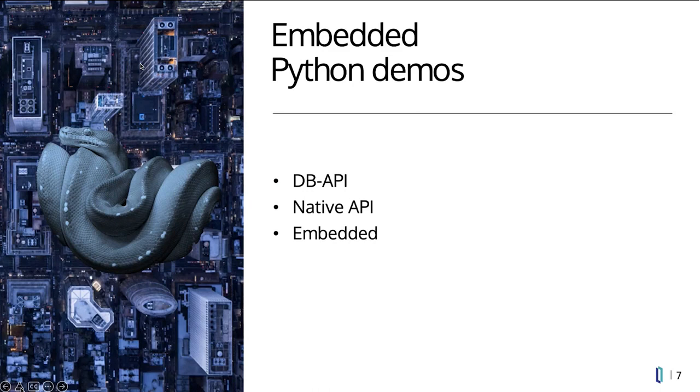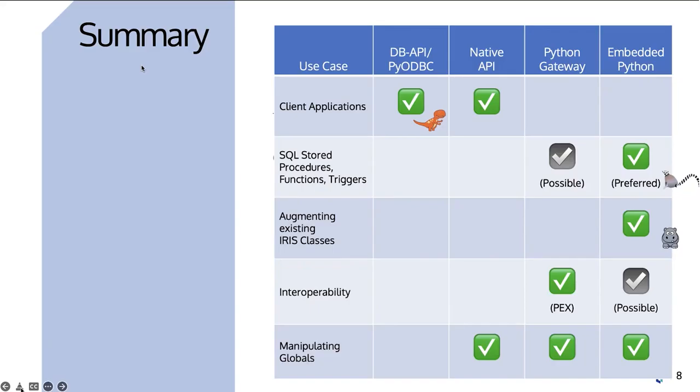So I hope that has given you a good flavor of all the different things you could do with Python and how flexible our implementation is. So just to summarize, we looked at some client application use cases where you have relational data. And if that is your case and you're making web applications, focus in on DBAPI and PyODBC. If your application happens to be based on global data structure completely, you may want to look at the native API, but you're probably in the DBAPI PyODBC bin here.